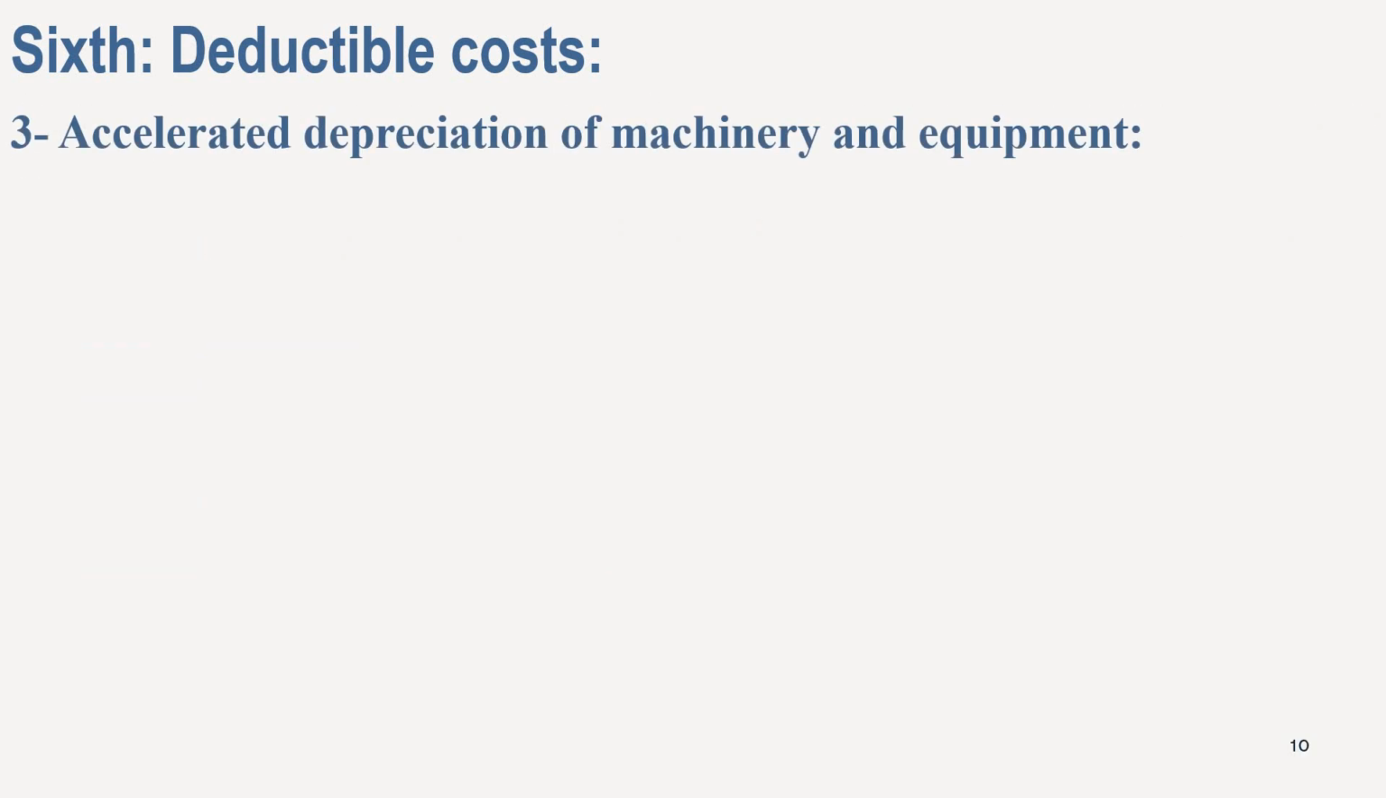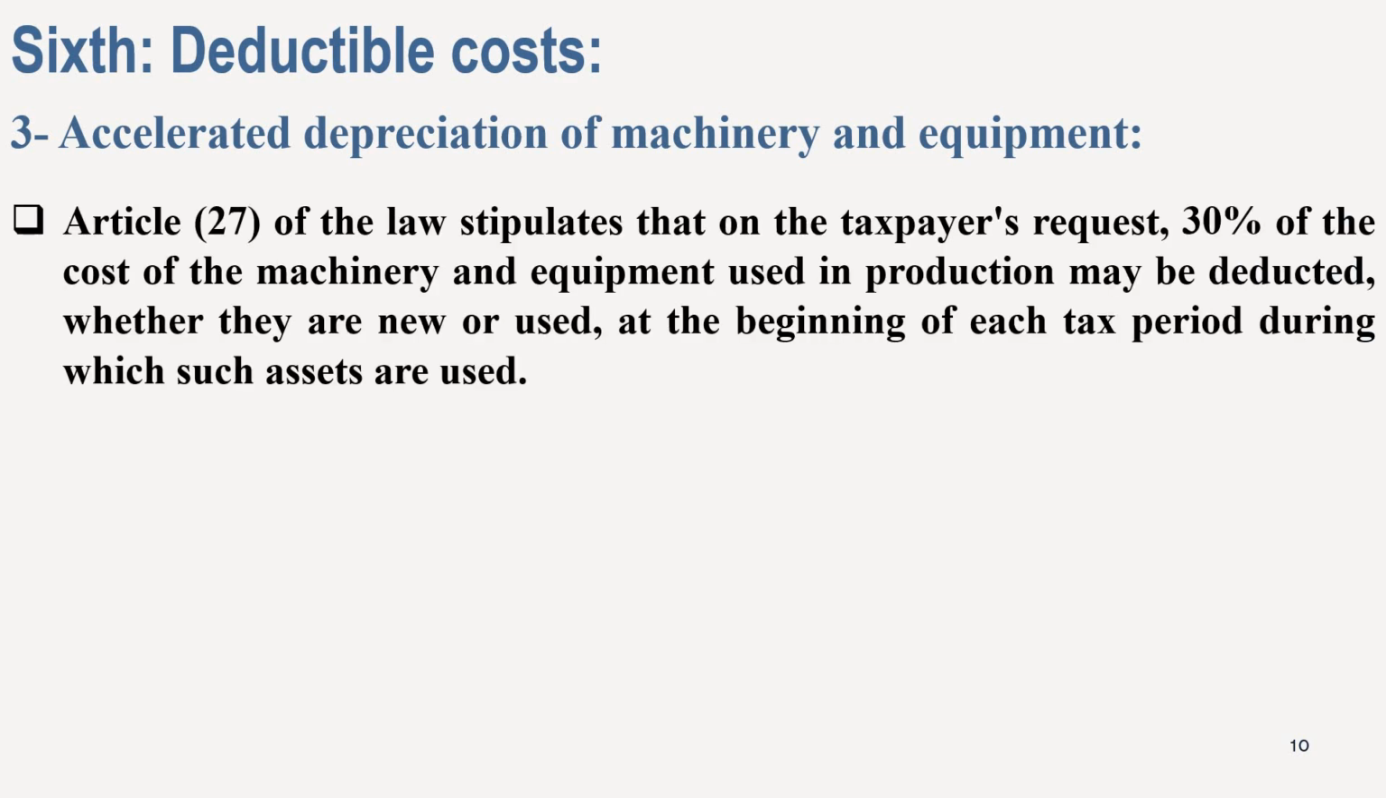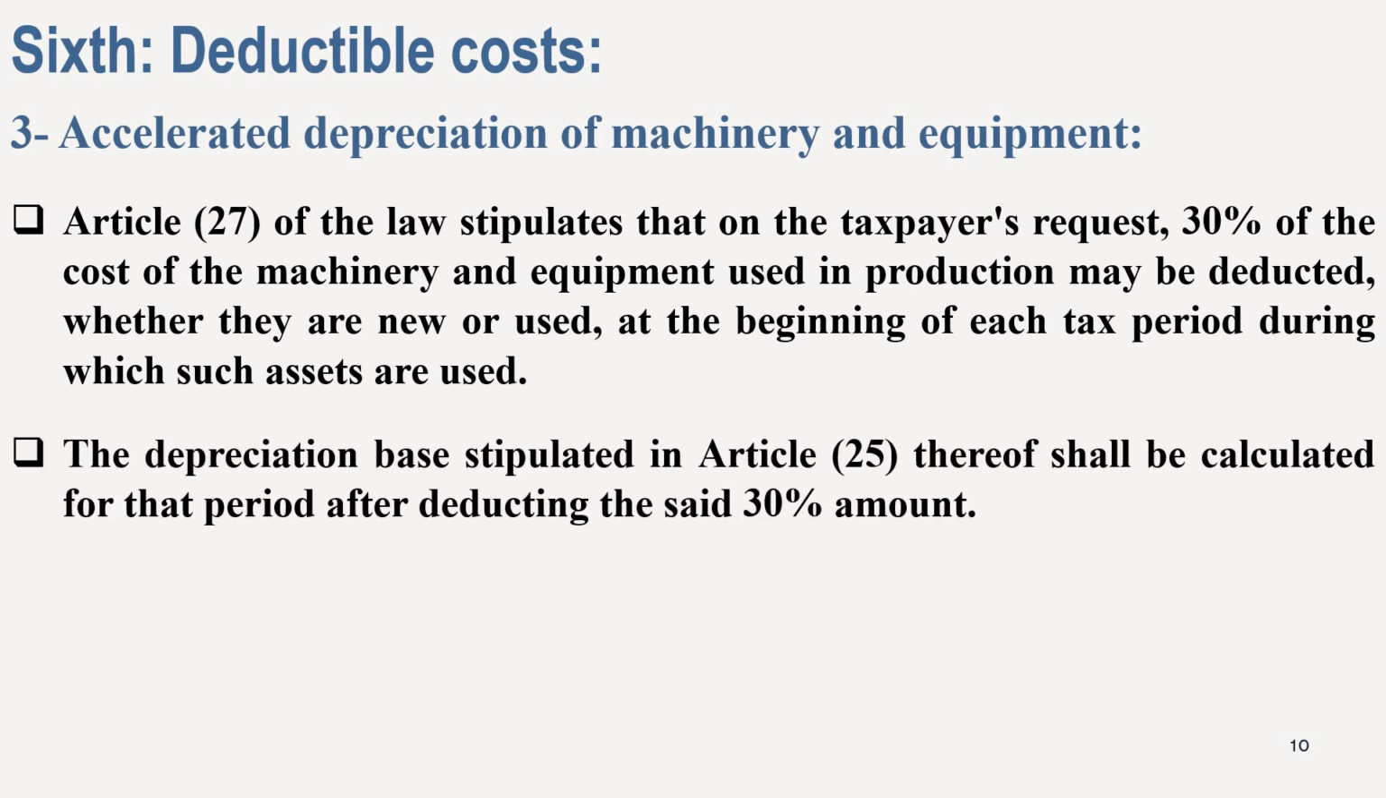Third item, accelerated depreciation of machinery and equipment. Article 25 of the law stipulates that on the taxpayer request, 30% of the cost of the machinery and equipment used in production may be deducted, whether they are new or used, at the beginning of each tax period during which such assets are used. Depreciation stipulated in Article 25 shall be calculated for that period after deducting the said 30% amount.